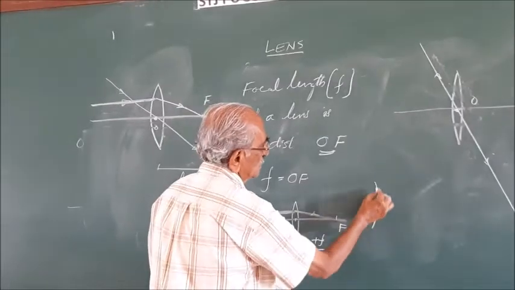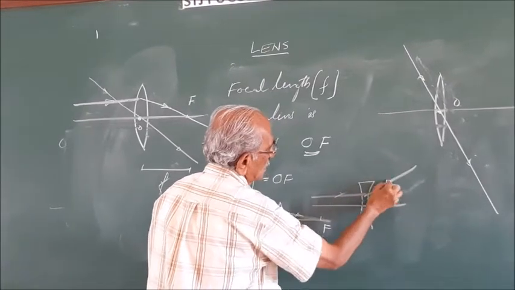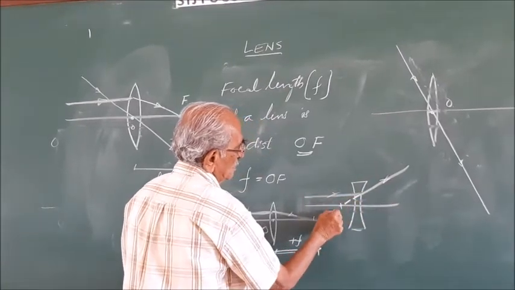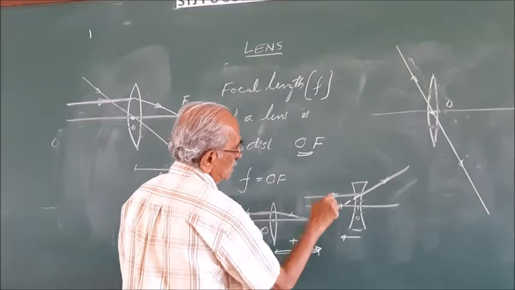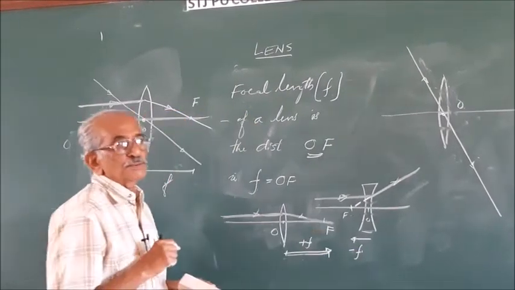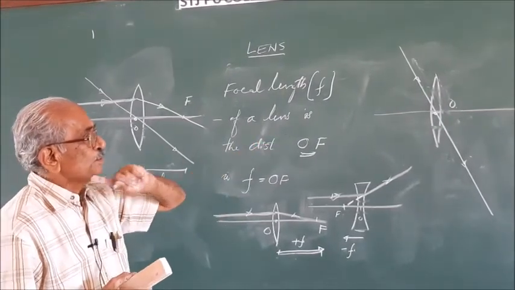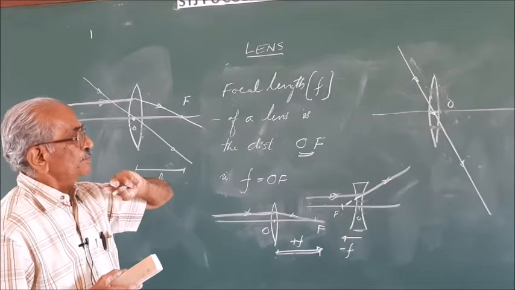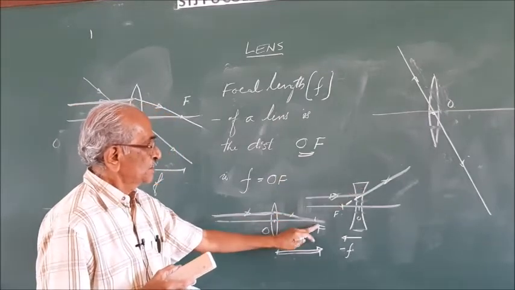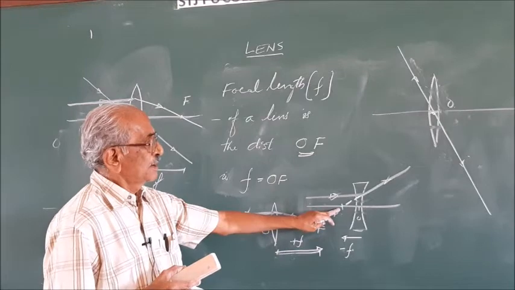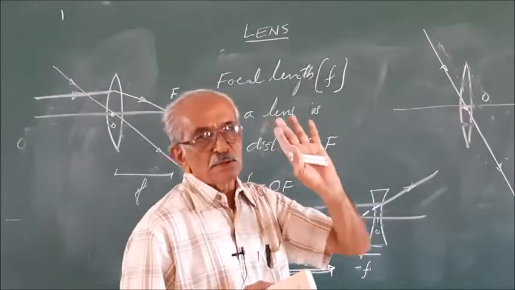Now for the concave lens, a ray parallel to the axis goes like this, as if it comes from F. This is the optic center. We measure in the opposite direction to the direction of the incident light. Therefore, this is minus F. So these are two points that you have to remember: a ray traveling parallel to the axis after refraction passes through F or appears to come from F, and a ray passing through the optic center goes undeviated.